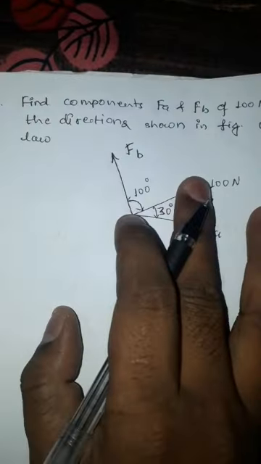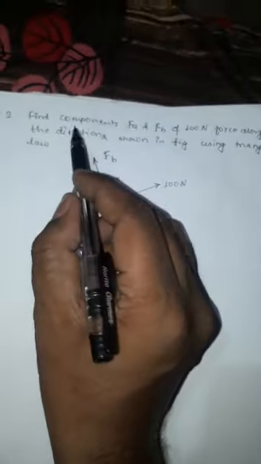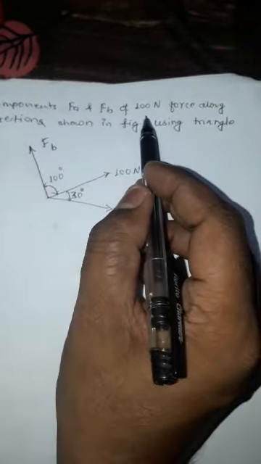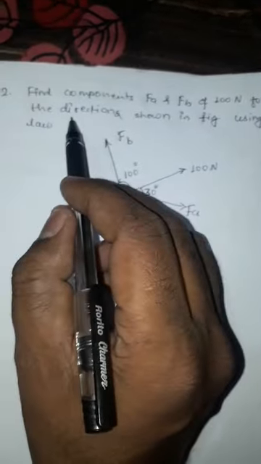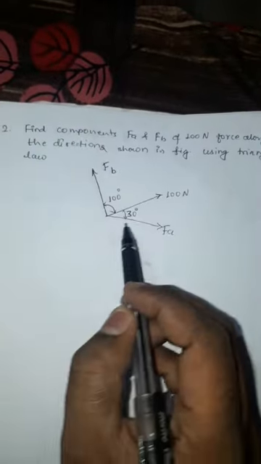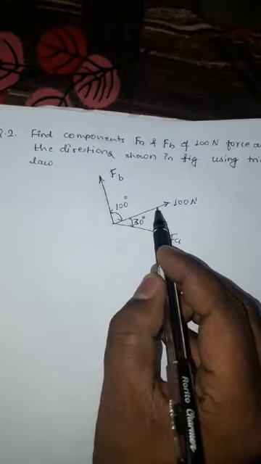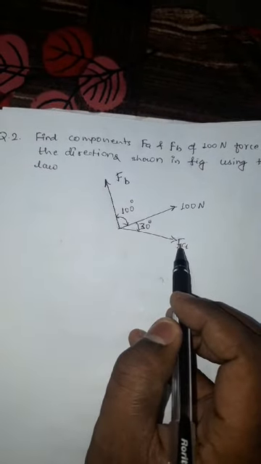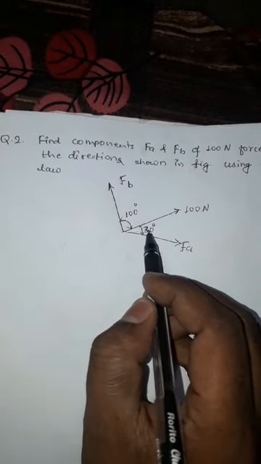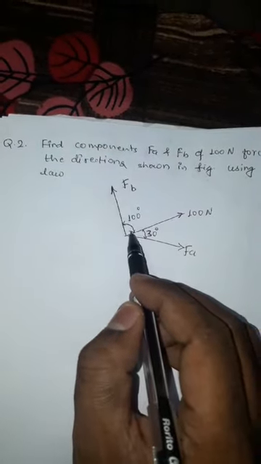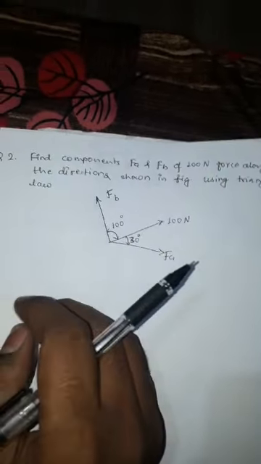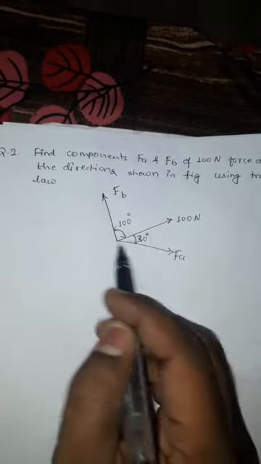Now student, we are going to discuss the second numerical, that is, find components Fa and Fb of 100 Newton force along the direction shown in figure using triangle law. That means you are given a 100 Newton force and its two components Fa and Fb. The angle made by Fa with 100 Newton is 30 degree, and the angle made by Fb with 100 Newton is 100 degree. Whenever you apply the triangle law, you have to convert the given figure.